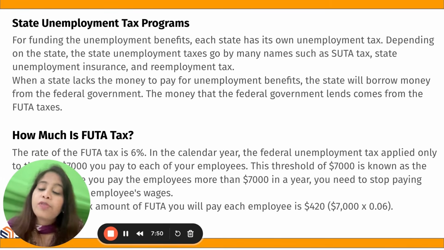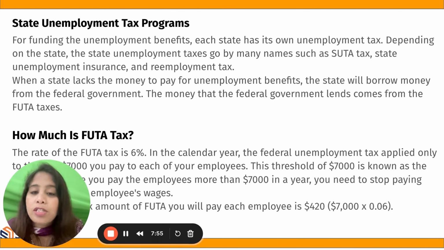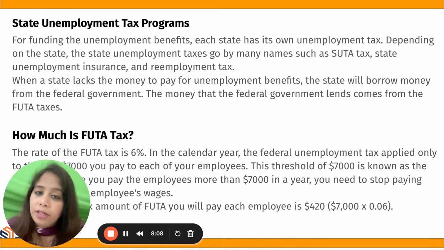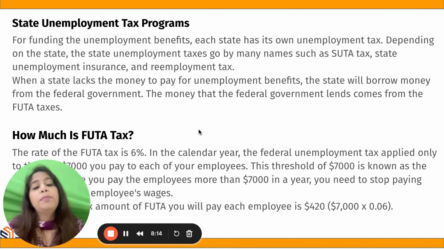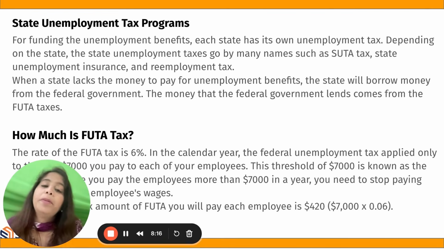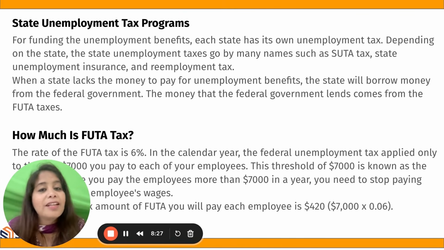FUTA is 0.6 if as an employer you are paying your state unemployment taxes on time and you are not in a credit reduction state. For a credit reduction state, you have to check what is your FUTA percentage. You have to pay as per that percentage for that particular year. That you can check in the Schedule A 940 form. I hope the percentages are clear. We will practically do all these calculations in the next video, and we will see how we file and how we report these taxes in 941, 944 and 940 in the next video.